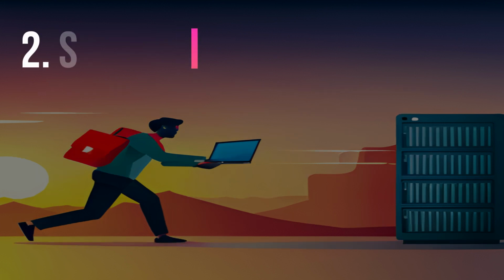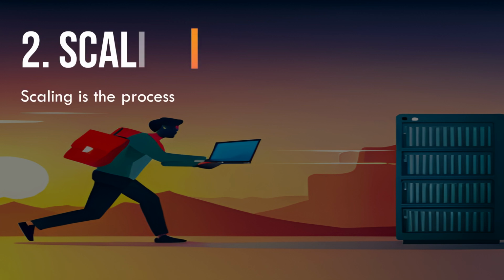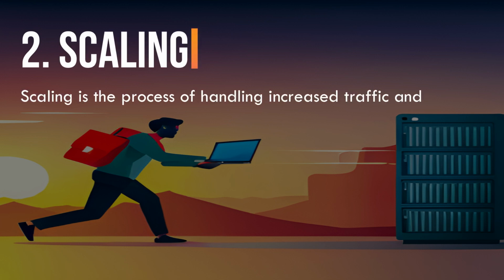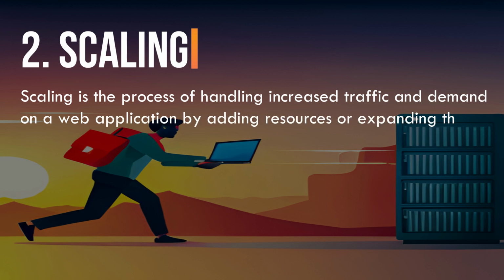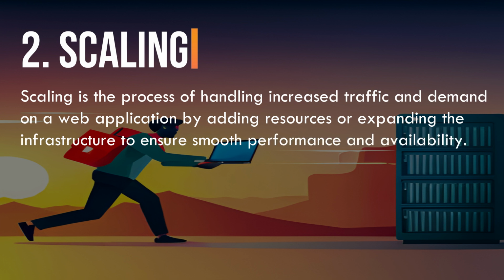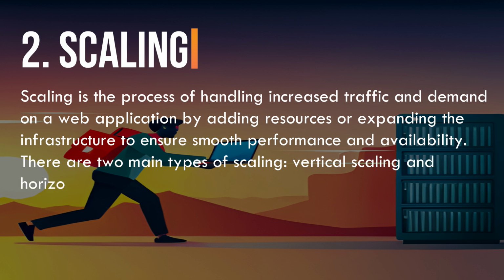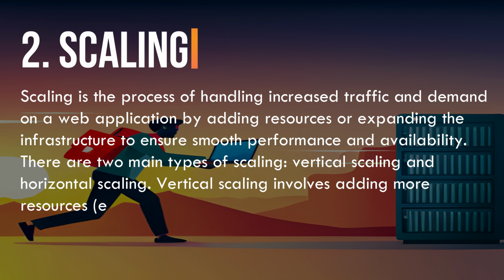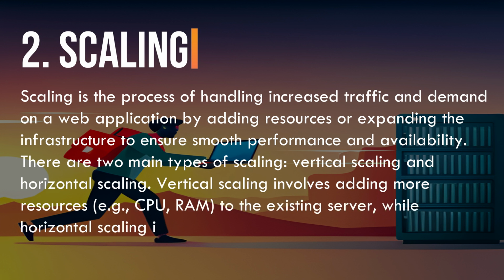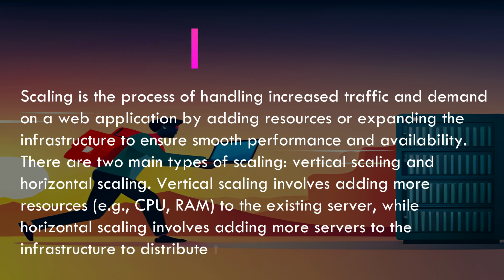2. Scaling. Scaling is the process of handling increased traffic and demand on a web application by adding resources or expanding the infrastructure to ensure smooth performance and availability. There are two main types of scaling: vertical scaling and horizontal scaling. Vertical scaling involves adding more resources, for example, CPU, RAM, to the existing server, while horizontal scaling involves adding more servers to the infrastructure to distribute the load.